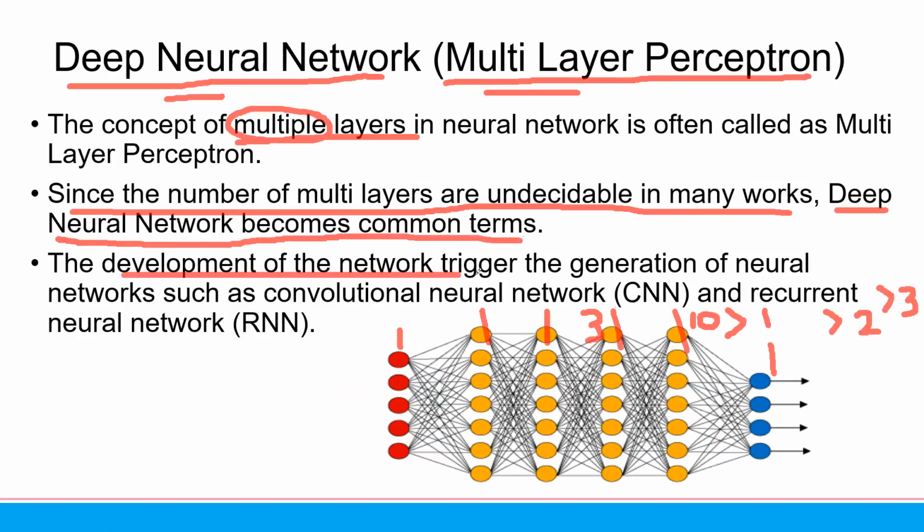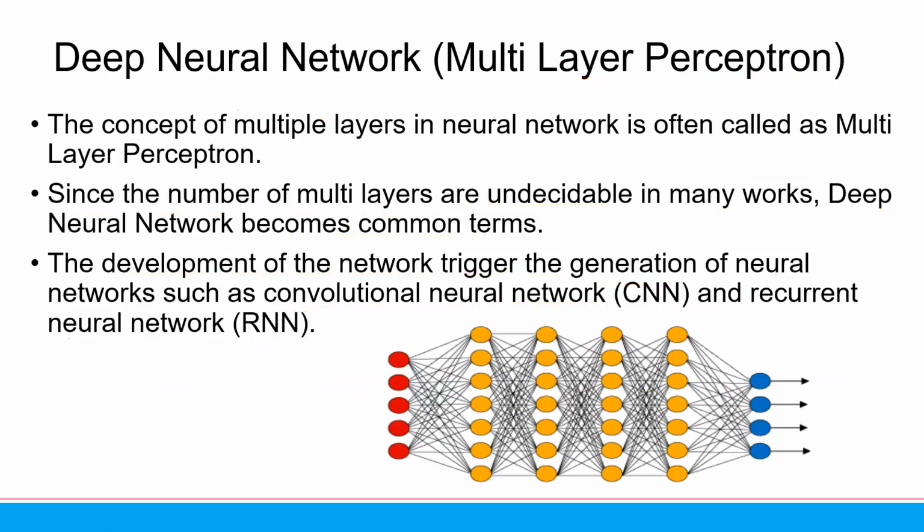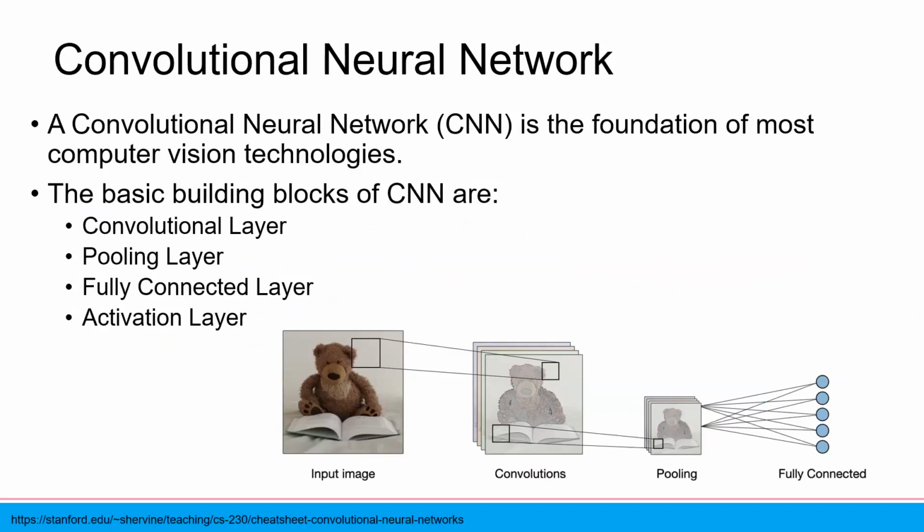The development of the neural network triggered the generation of other neural networks such as CNN, or convolutional neural network, and recurrent neural network, or RNN. So CNN, what is CNN? The convolutional neural network is the foundation of most computer vision technologies. Computer vision means we want to use the computer to see what is in an image. For example, this is an image of a doll bear reading a book, and the computer can try to understand this image.